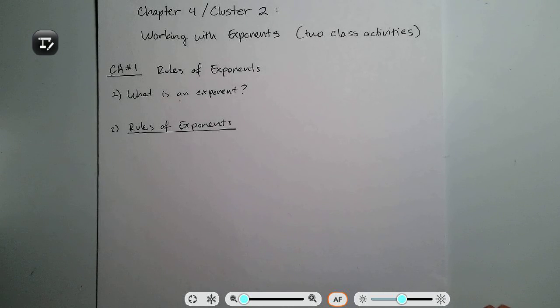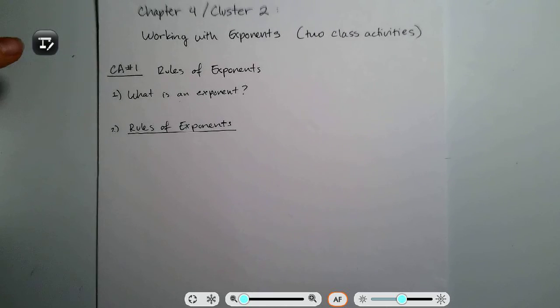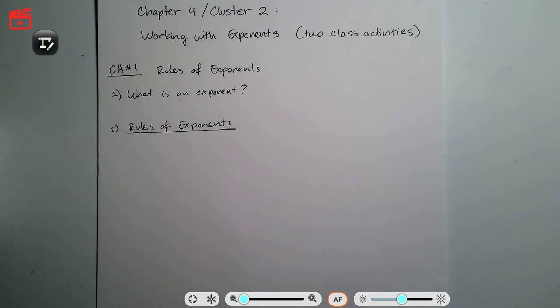Alright, so here we are with Chapter 4, Cluster 2. It's called Working with Exponents, and there will be 2 class activities. So for our first class activity, we're going to take a look at the rules of exponents. Okay? But first off, what is an exponent?